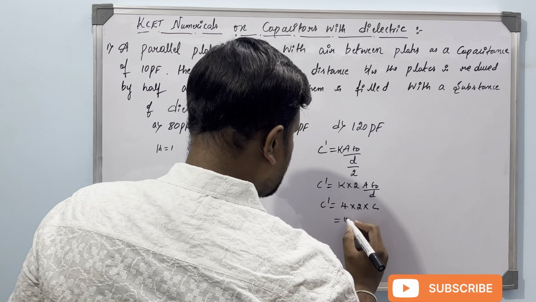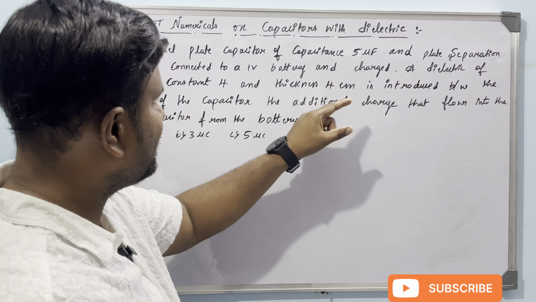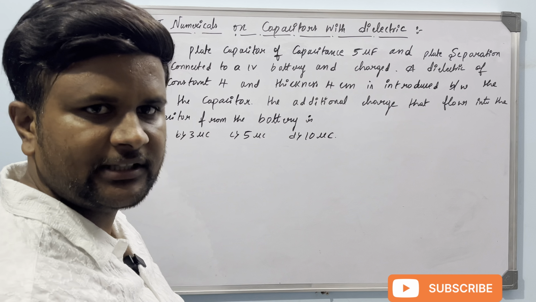So now the next numerical: a parallel plate capacitor of capacitance 5 microfarad and plate separation 6 centimeter is connected to a 1 volt battery and it is charged. A dielectric of dielectric constant 4 and thickness 4 centimeter is introduced between the plates of the capacitor. The additional charge that flows into the capacitor from the battery is to be calculated.